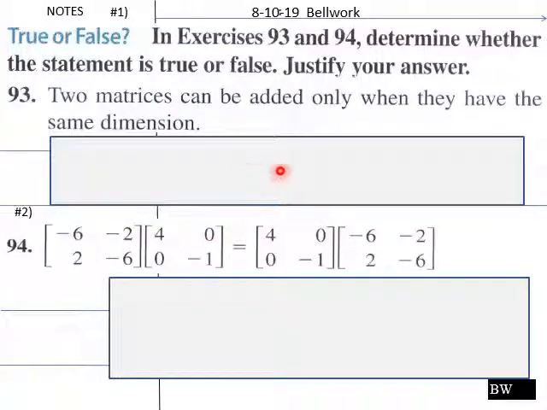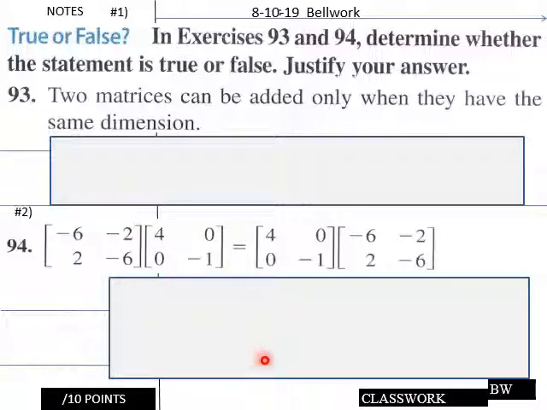And today's bell work, students, teachers, determine whether the statement is true or false, justify your answer. So give your students about 5 minutes. Teachers, do this, pause your video and turn it back on in 5 minutes.